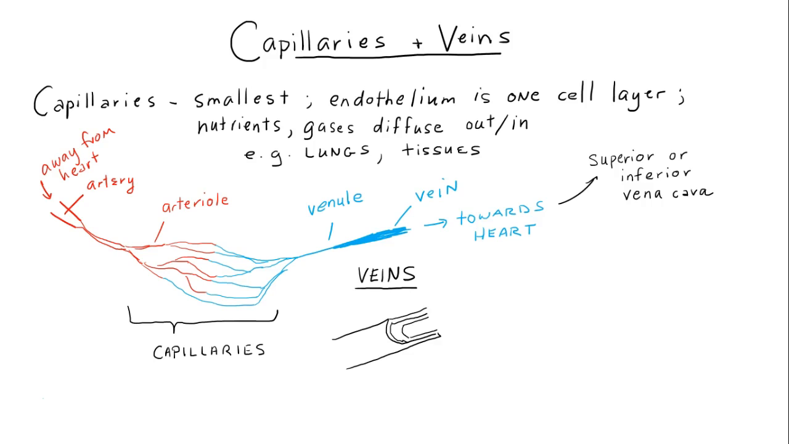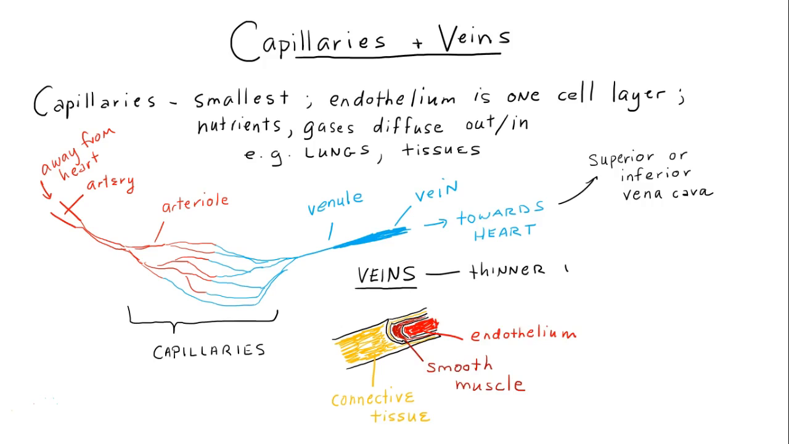Okay, let's draw a picture of a vein. If you just look at the picture of the vein with its connective tissue, smooth muscle tissue, and endothelial lining, it looks pretty much the same as an artery, except it's a lot thinner. The walls of veins are much thinner than arteries. They're under a lot less pressure than arteries because they're much farther away from the heart.